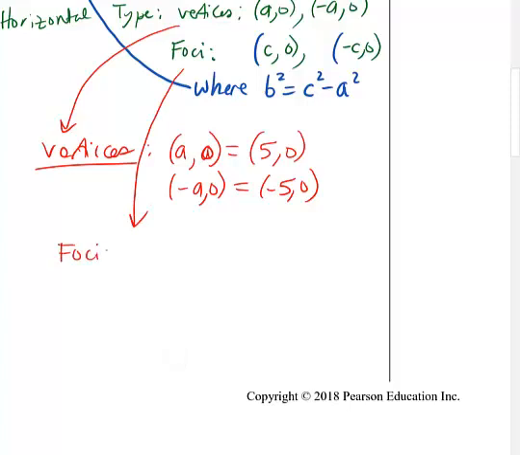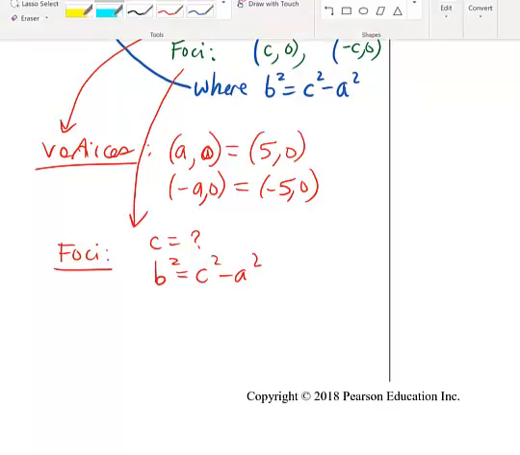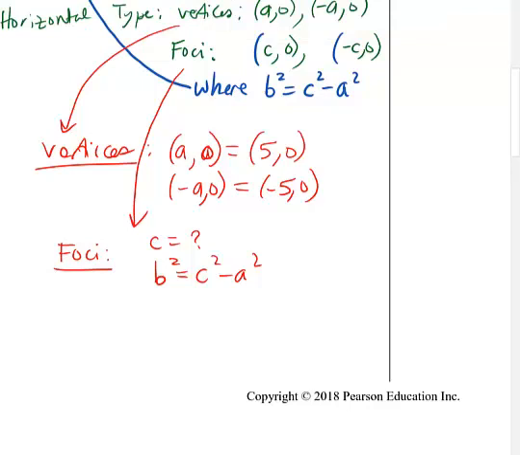Okay, and then the foci. We have to find those, but first we're going to figure out what c is by using this equation here: b squared equals c squared minus a squared. We'll fill in what we know. We know b and a. Let's see, b is, what did we say, 6? Oh no, sorry, 4.